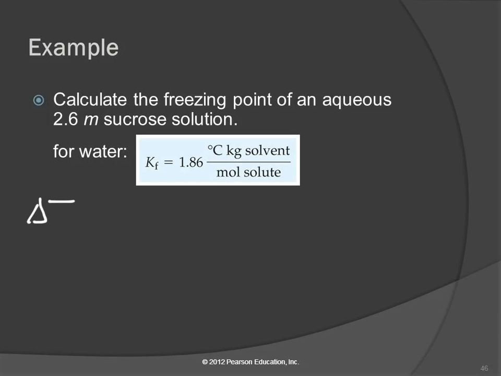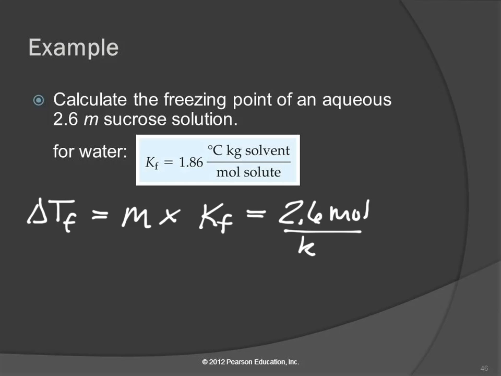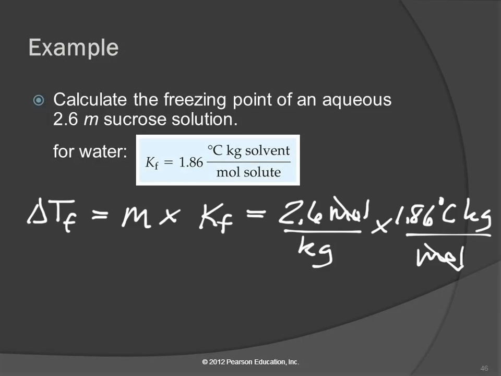So delta TF equals the molality times that constant. The molality is given to us, 2.6, that lowercase m means moles per kilogram solvent, times 1.86 degrees Celsius kilograms per mole, and these units cancel out. I'm left with a unit of degrees Celsius. 1.86 times 2.6 equals, so the change in the freezing point is equal to 4.8 degrees Celsius.